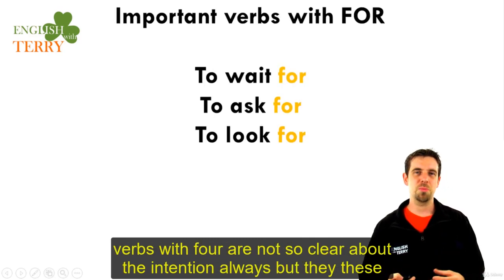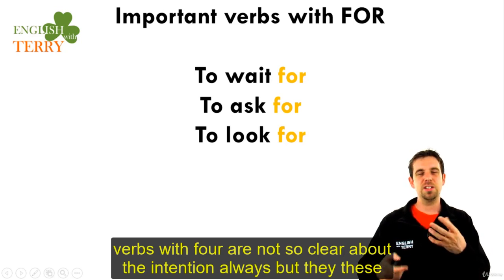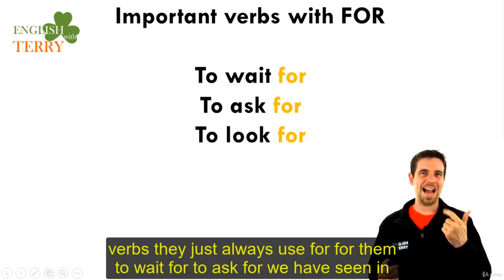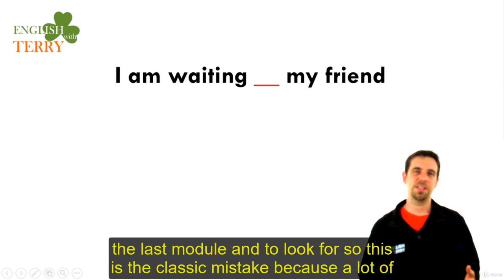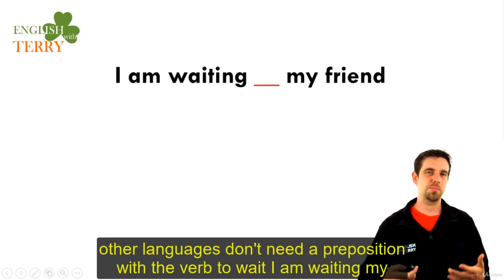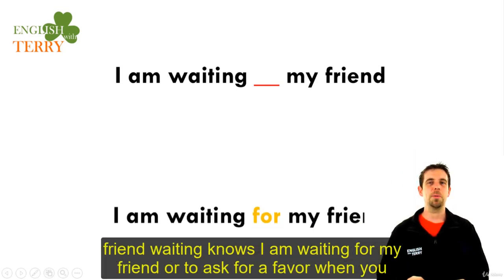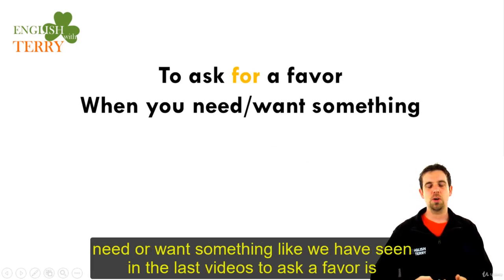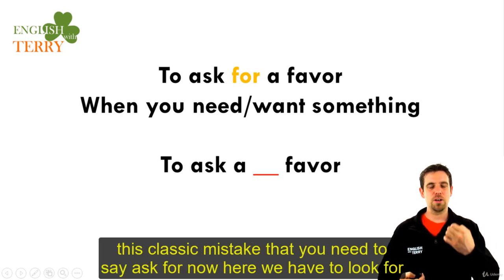Now, some important verbs with for are not so clear about the intention always, but these verbs, they just always use for. For example, to wait for, to ask for, we have seen in the last module, and to look for. So this is the classic mistake, because a lot of other languages don't need a preposition with the verb to wait. I am waiting my friend. Waiting, no, I am waiting for my friend. Or to ask for a favor when you need or want something, like we have seen in the last videos. To ask a favor is this classic mistake that you need to say, ask for a favor.